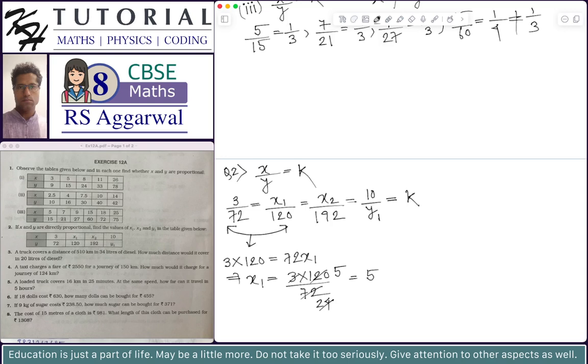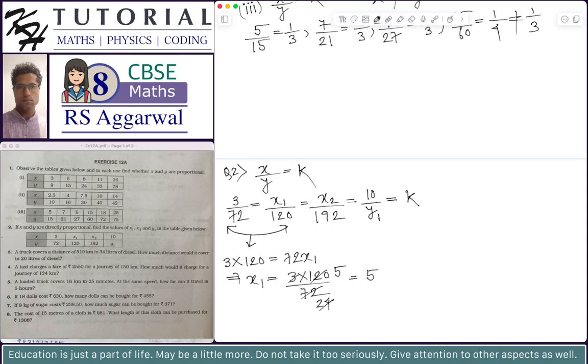Now one thing I would like to say is that I am prone to make calculation mistakes. So if it happens while solving any problem, please ignore that. Please focus on the concept I am applying and how I am understanding the problem and applying the concept of direct variation to solve it. That is more important.